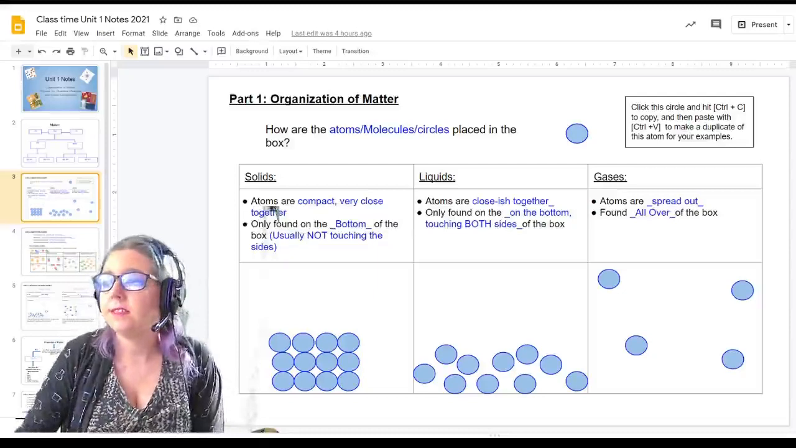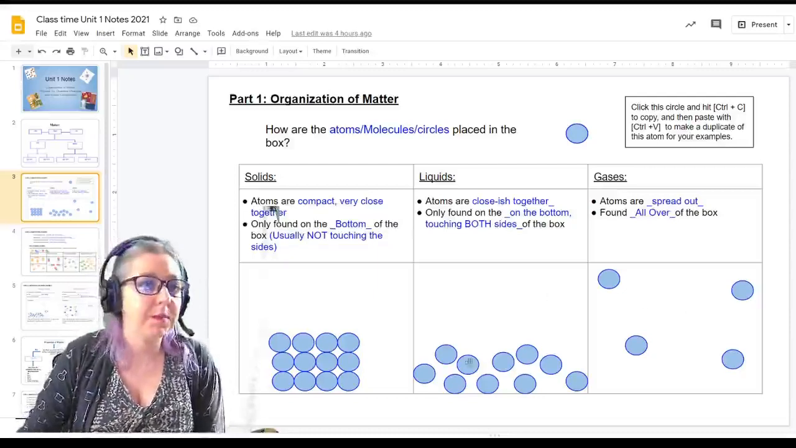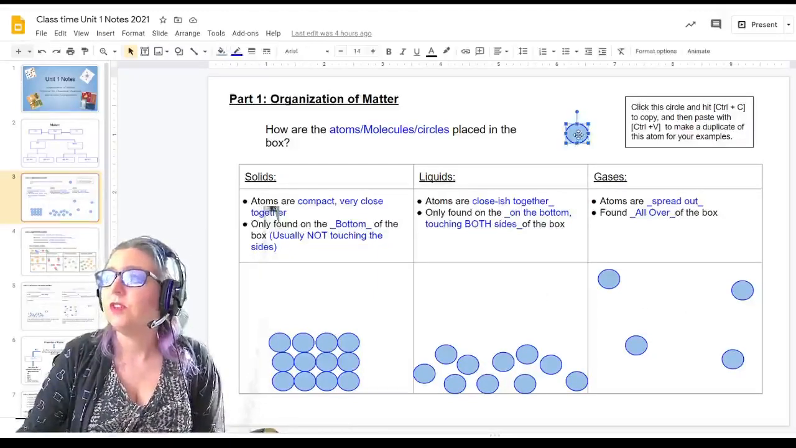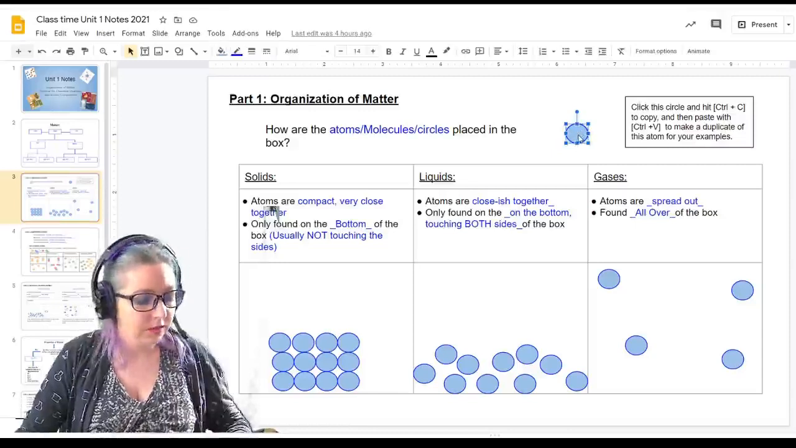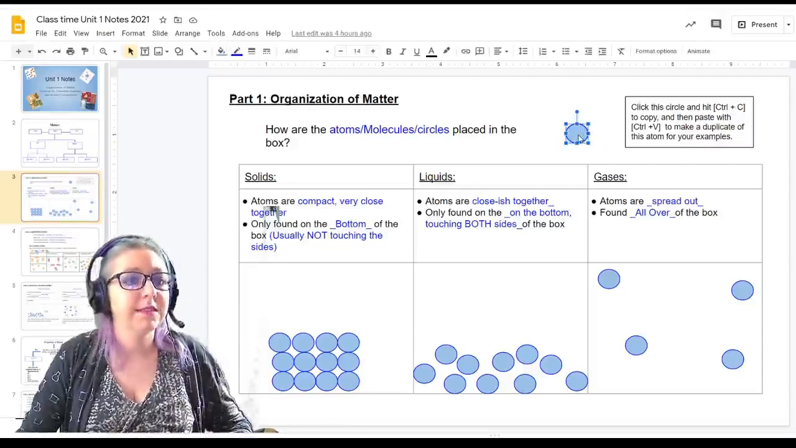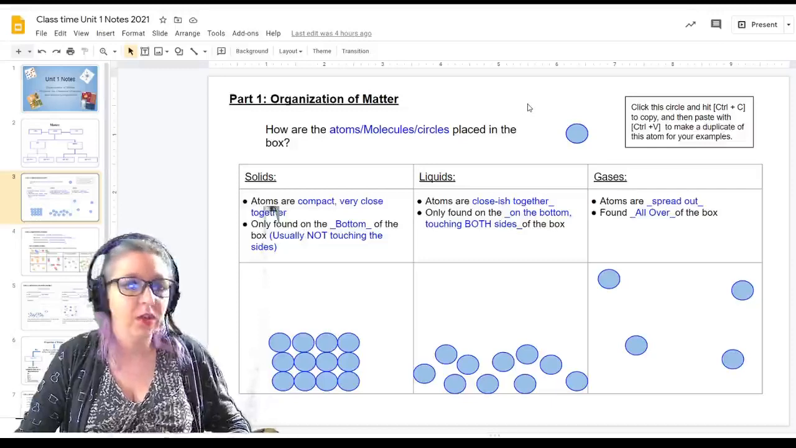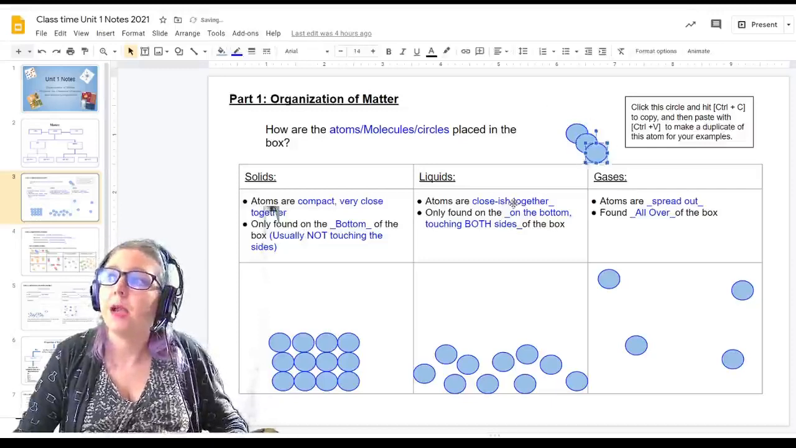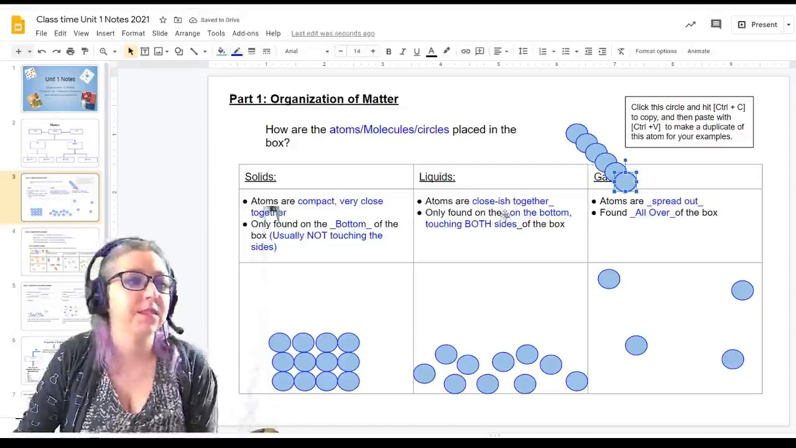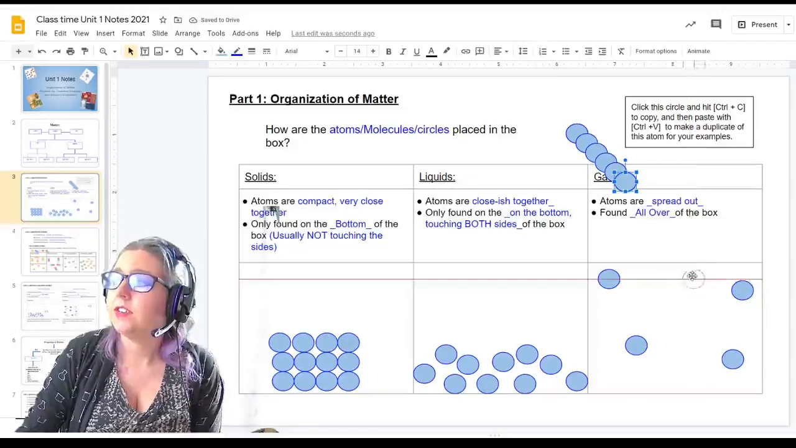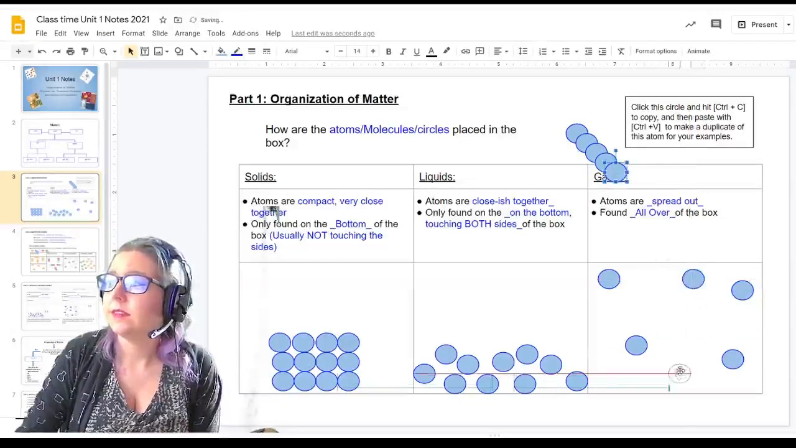Then to make these diagrams, which will not be on your class notes, what you do is you click on the circle, you hit Control C on your keyboard, click somewhere else, and then hit Control, and then press the V button a couple times to make copies of the circle. And then you can just click and drag it to fill it into your box.